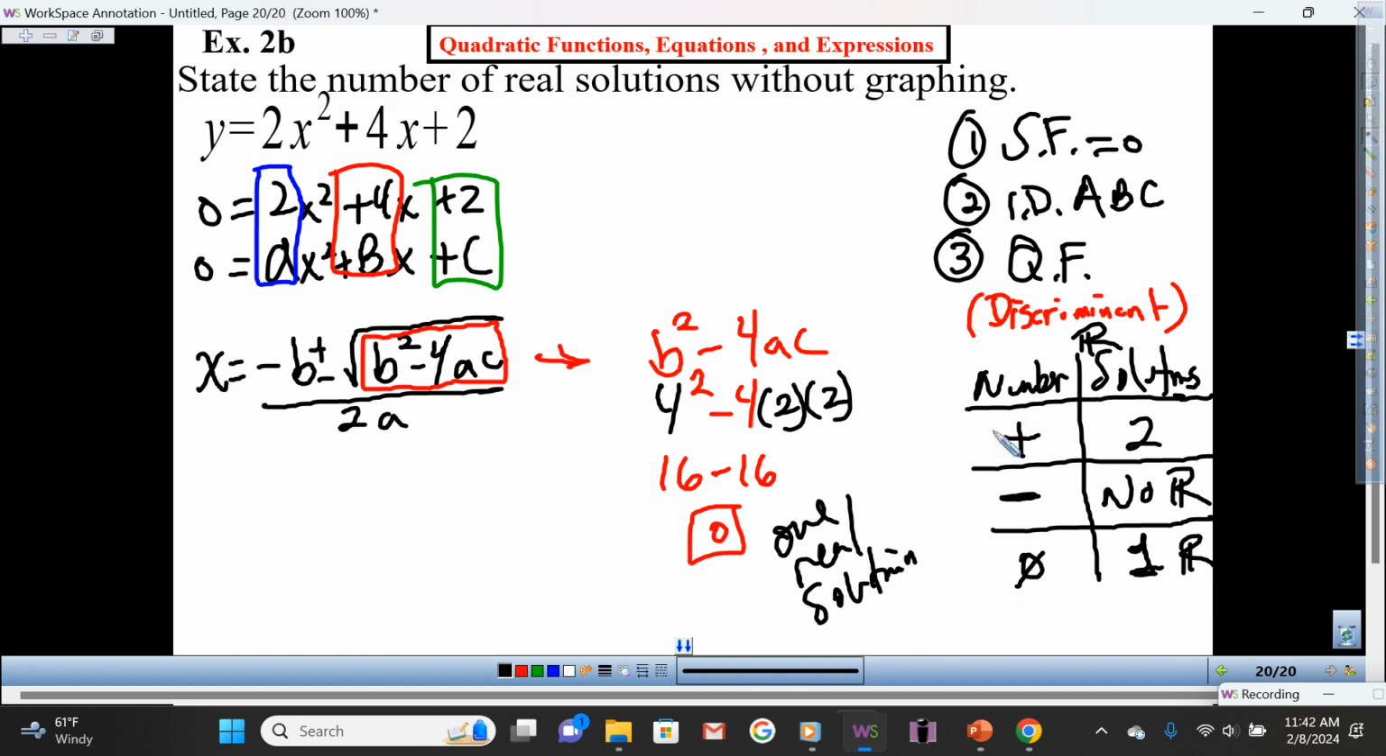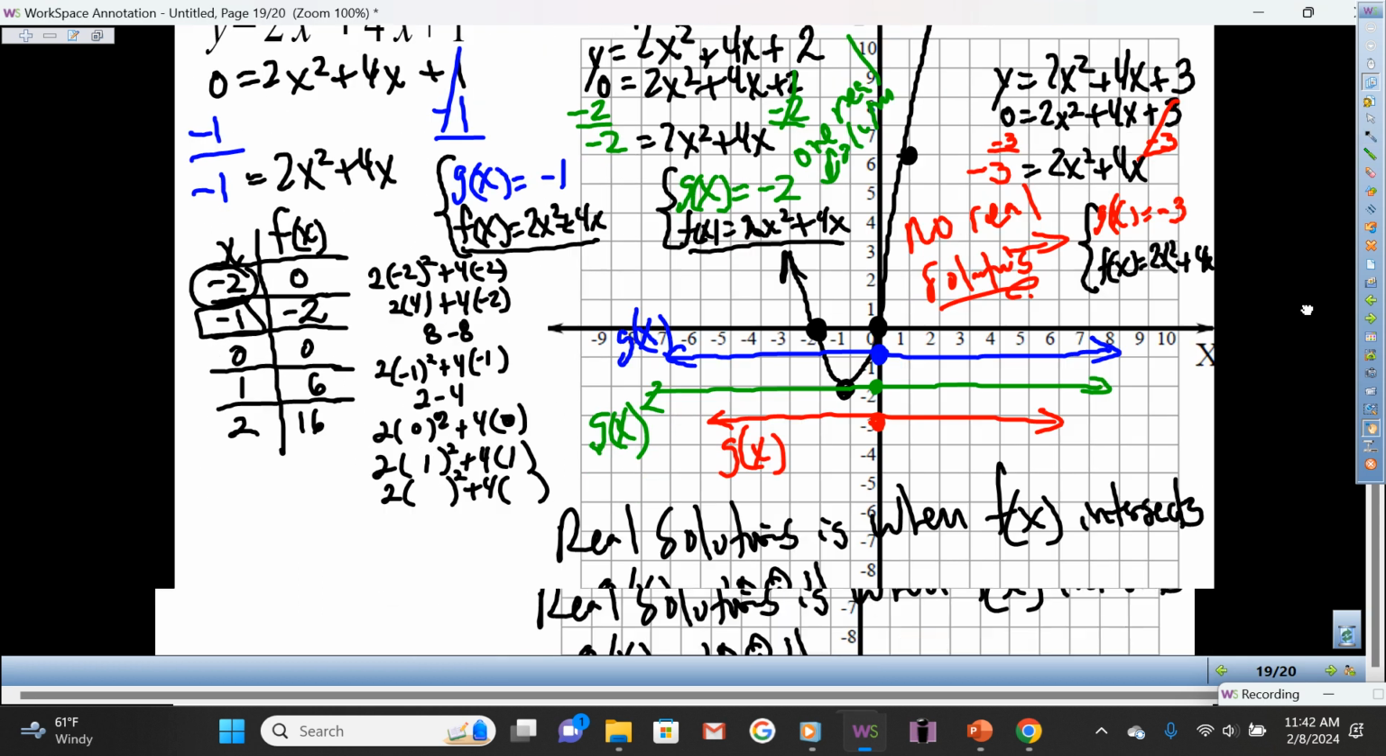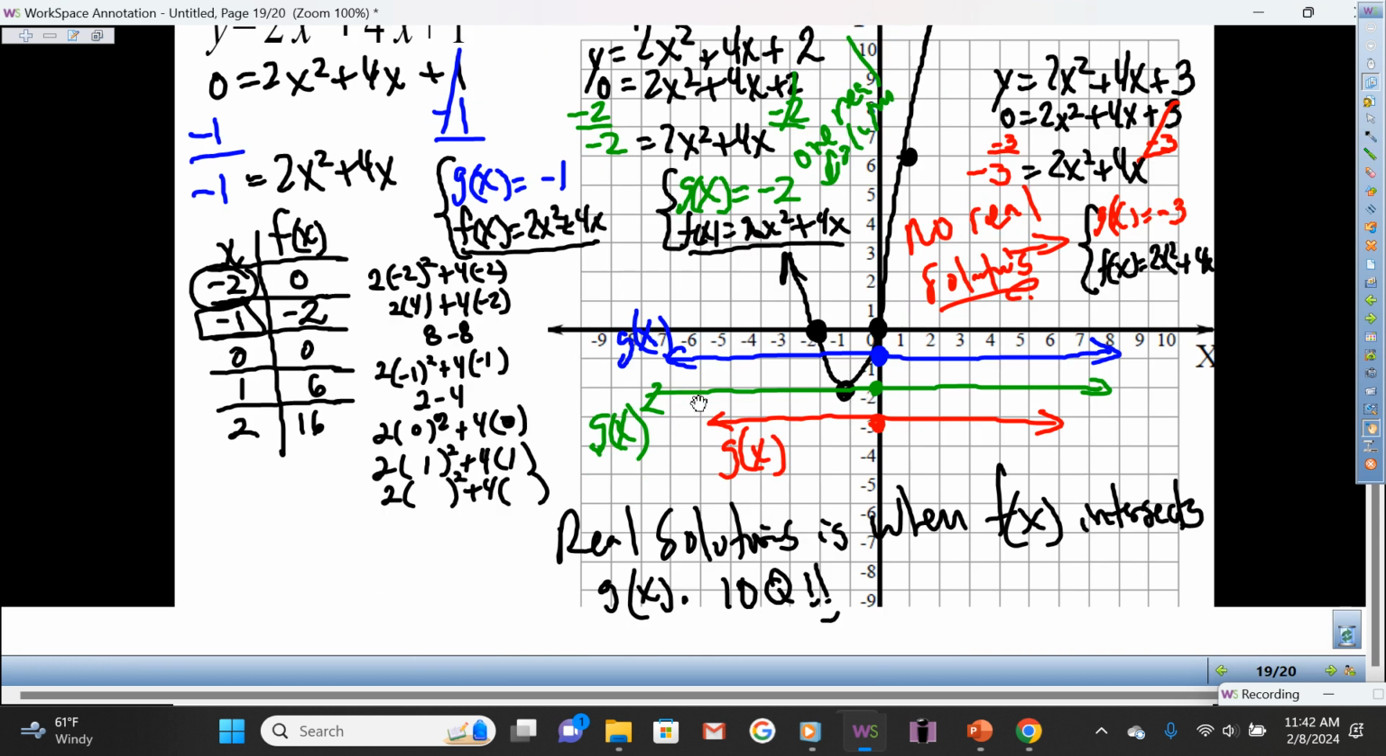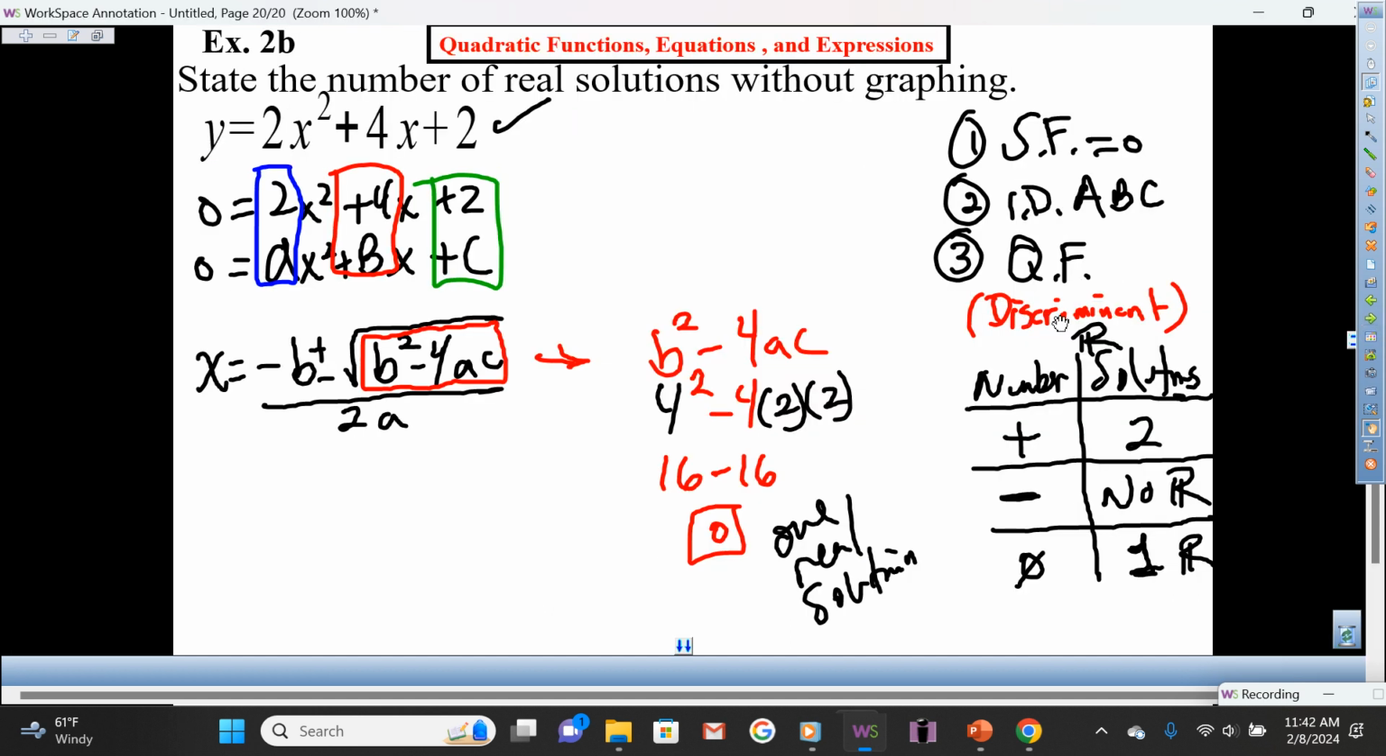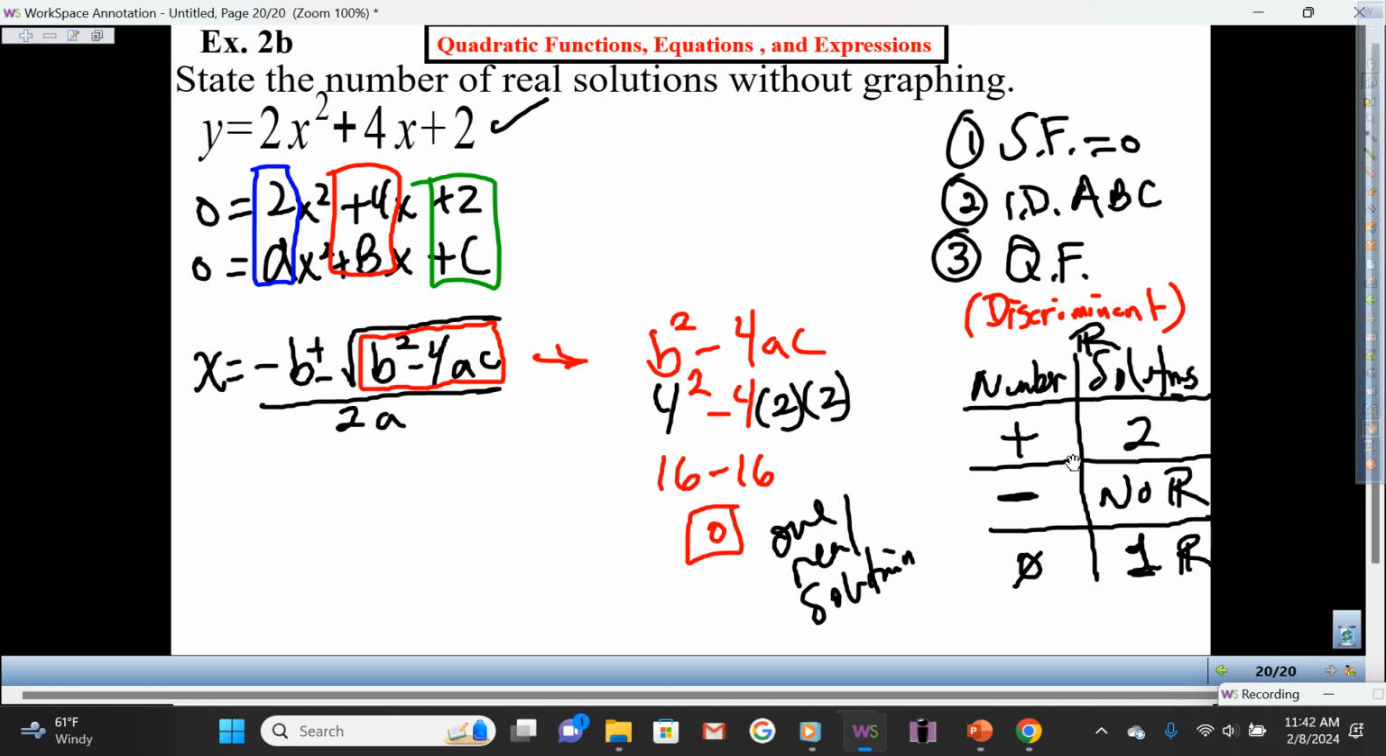Now, let's go back to the graph. Look at this one. This was with plus 2, right? Look up. Where's plus 2? Plus 2 is right here, or became minus 2. How many real solutions? 1, because it's the green one. Did we get 1 real solution here? Yes, 1 real solution. How comfortable are you with this so far? All right. So all you use is A, B, and C. You substitute. If you get a positive number, it's 2. If you get a negative number, no real solutions. And if you get a 0, it's only 1 real solution.